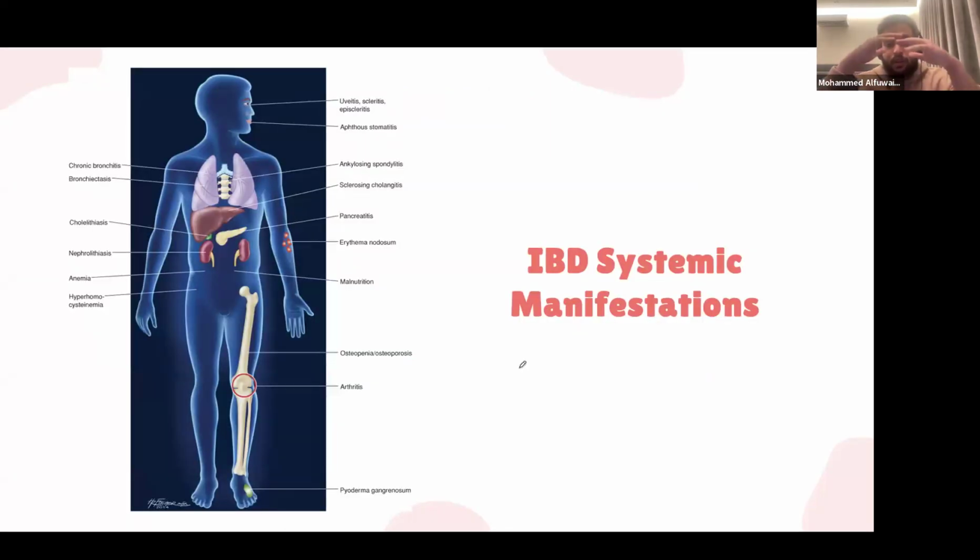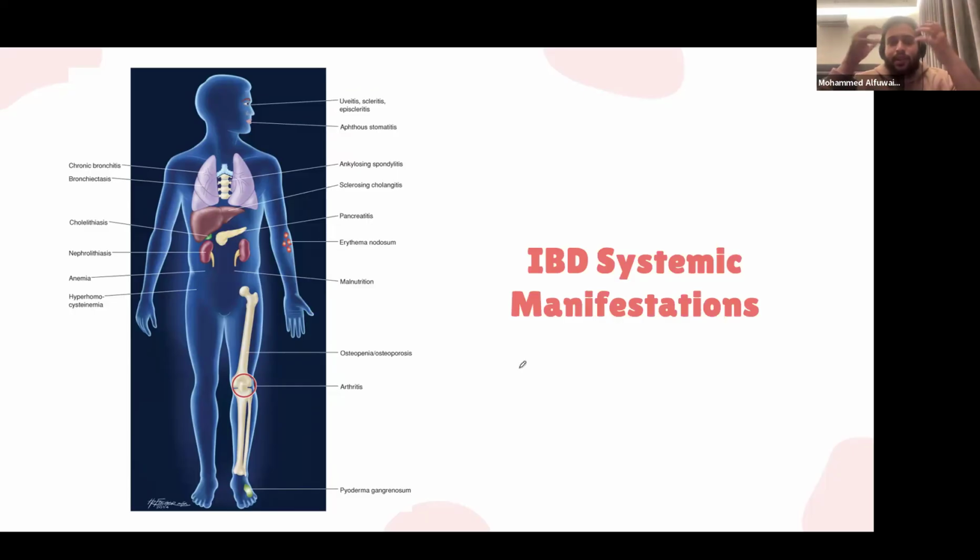Now, both Crohn's and ulcerative colitis, IBD in general, will have systemic manifestations. You have so many systemic manifestations. It affects the eyes, causes uveitis, episcleritis, and so on, causes arthritis, okay? Can cause pleuritis, can cause many different things, okay? Anemia, and so on.